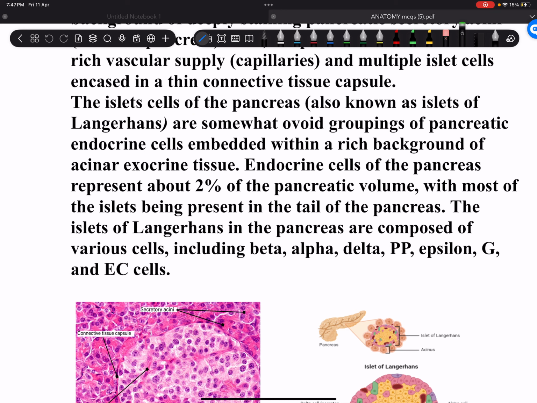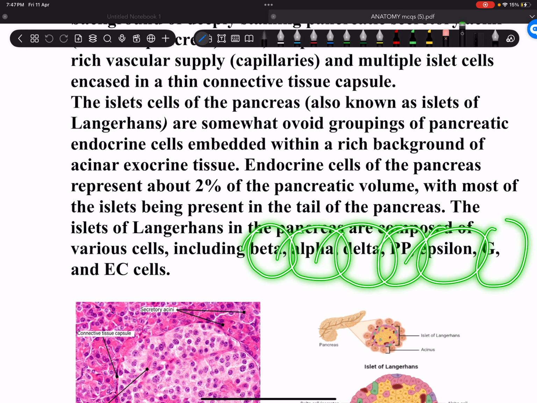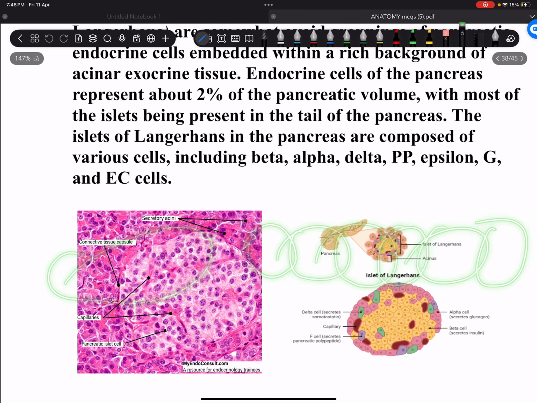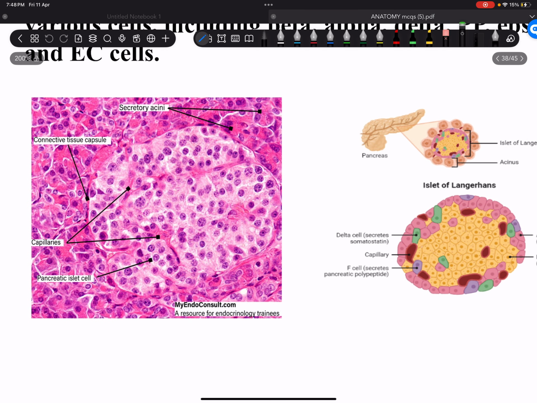This is a grouping of the pancreatic endocrine cells embedded within a rich background of acinar exocrine tissue. Endocrine cells represent 2% of the pancreatic volume. The islets of Langerhans in the pancreas are composed of various cells which include beta, alpha, delta, PP, epsilon, G and EC cells. So this is the image I have covered. You can see these are the capillaries.